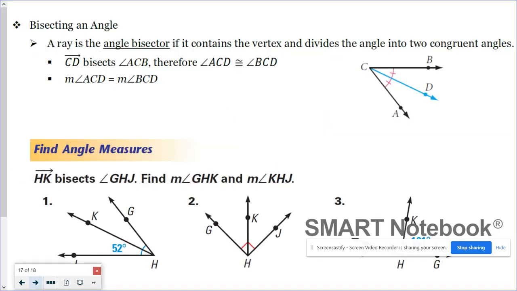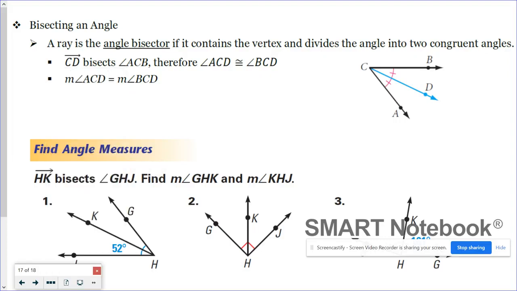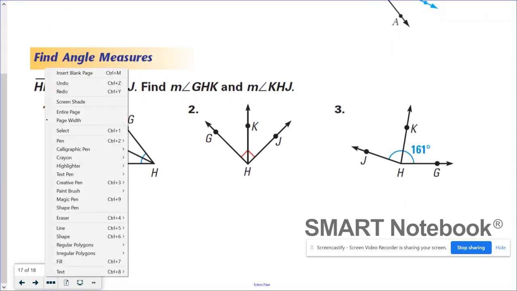So a ray is the angle bisector if it contains the vertex and divides the angle into two congruent angles. Whenever you are given that a ray bisects an angle, you can conclude that two angles are congruent. So in this diagram here, ray CD bisects angle ACB, therefore angle ACD is congruent to angle BCD. So let's take a look at some very basic examples.